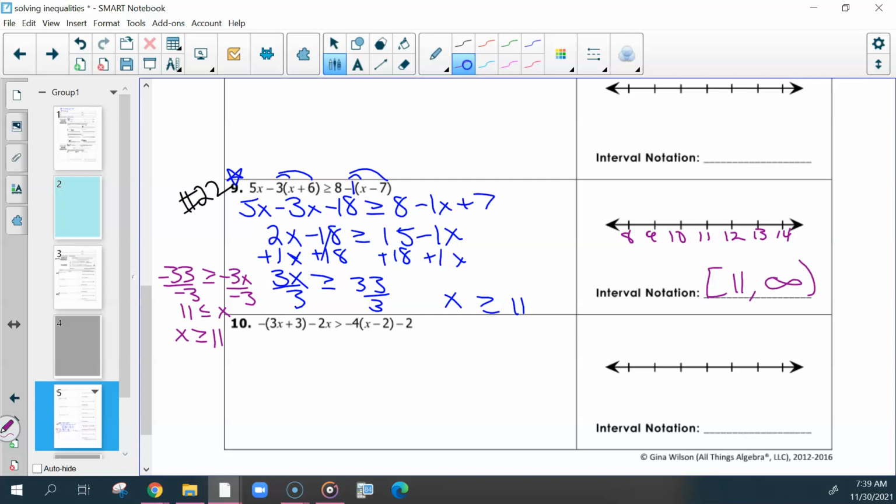This would be a closed circle because of the square bracket, because it's included, it's equal to, and it's everything greater than, so it's going to the right. Do we have any questions on how we solve that, how we got that answer, how we graphed it, the interval notation, anything?